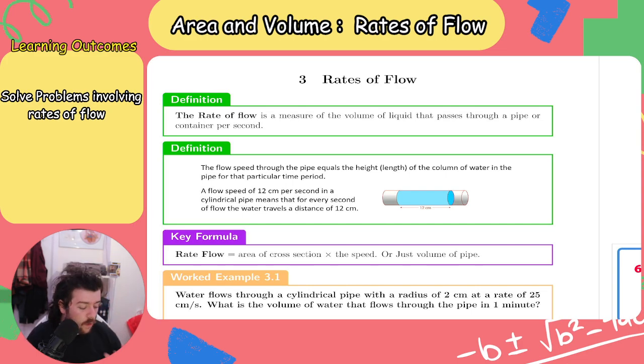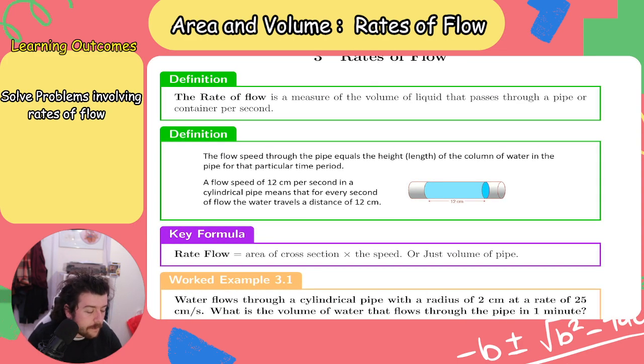And when we are solving questions involving rates of flow, we're given a flow speed, and this will help tell us what the rate of flow will be. The flow speed through the pipe equals the height or length of the column of water for that particular time period. So a flow speed of 12 centimeters per second in a cylindrical pipe means that for every second, the flow of water travels a distance of 12 centimeters.